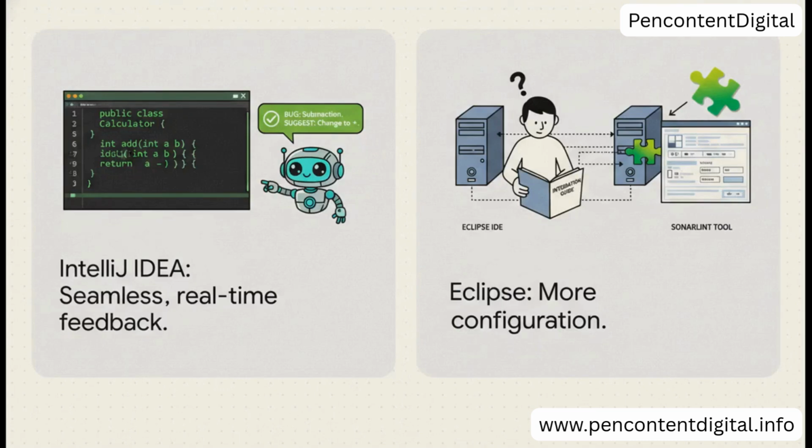Keeping your code clean is non-negotiable. Both IDEs work with tools like SonarLint. Think of it as a spell checker for code quality. With IntelliJ, that integration feels like it's part of the IDE's DNA, giving you feedback as you type. With Eclipse, it's totally supported, but you might have to do a little more tinkering under the hood to get it running just the way you want it.